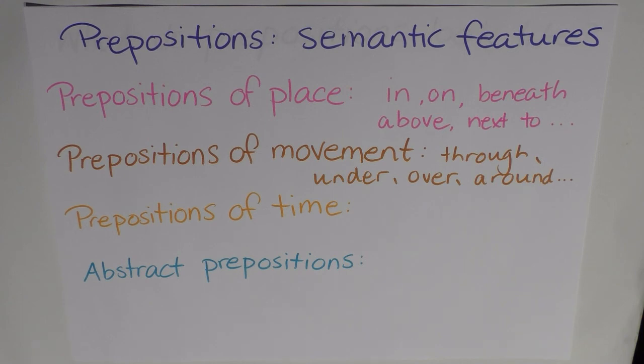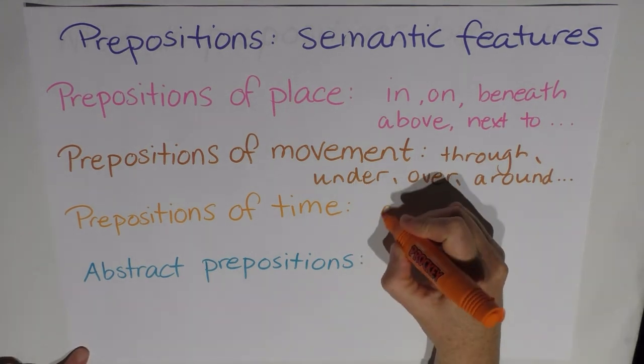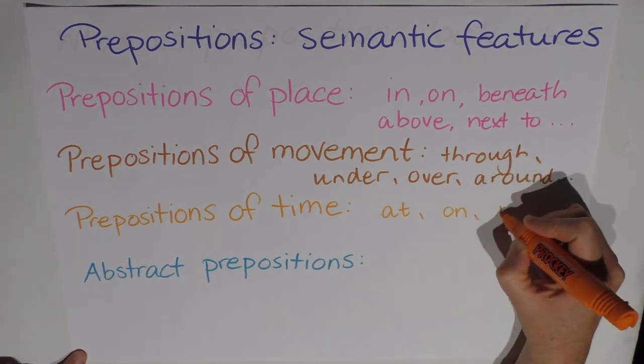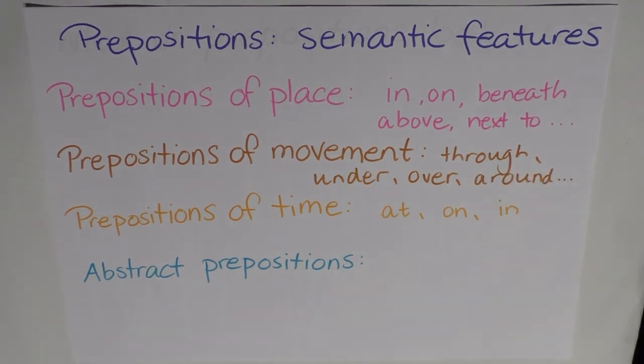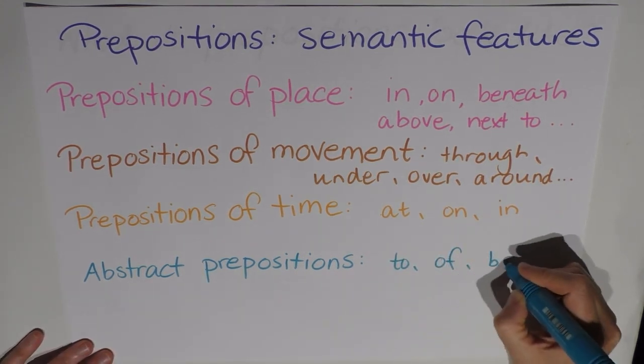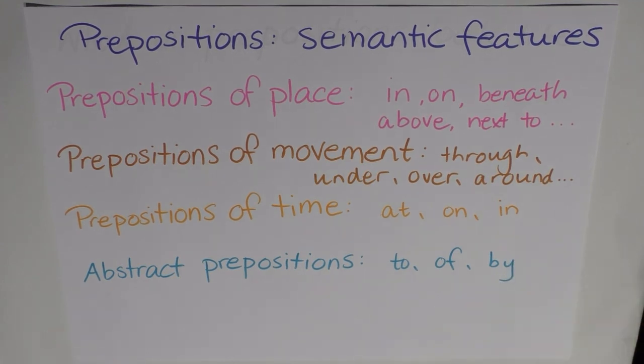We can also have prepositions that describe time. Words or prepositions such as at, on, in: on Tuesday, in 2016, at 6 o'clock. So these are all related to expressing time. And sometimes prepositions can also be more abstract, such as to, of, and by. So it's just some more abstract relationships, but they're still prepositions.